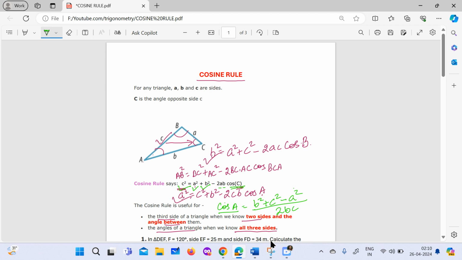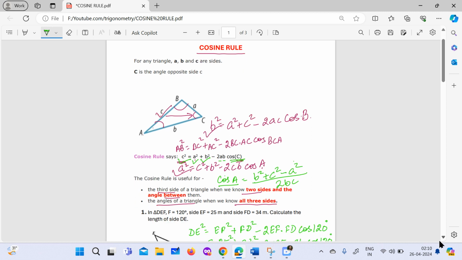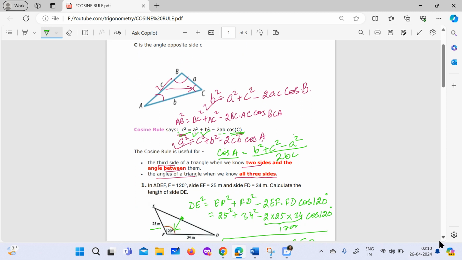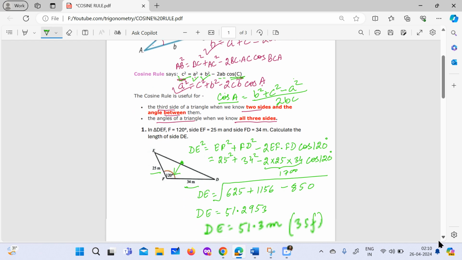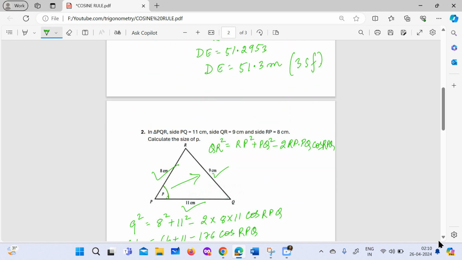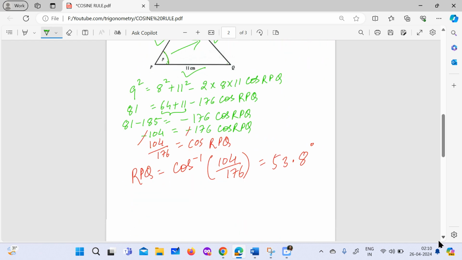And this is one sure question which comes in every IGCSE paper, and most probably it comes in the structured paper, sometimes in paper 2 as a single 2 marker question.